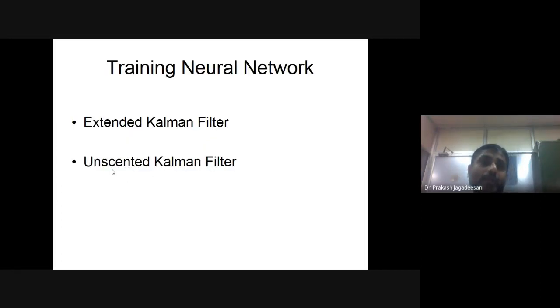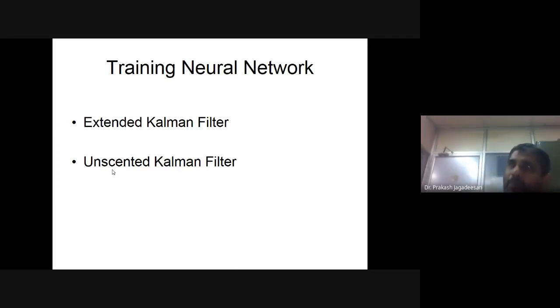Popular training methods are Kalman filters. You can use extended and unscented Kalman filters to estimate the weights of neural networks. And then, of course, you have to do validations. You have to check the testing error and validation error, all that you have to determine. For that, you have to use only mean squared error. Then check if there is any substantial variation in the training error and testing error. If so, then you have to do regularization.